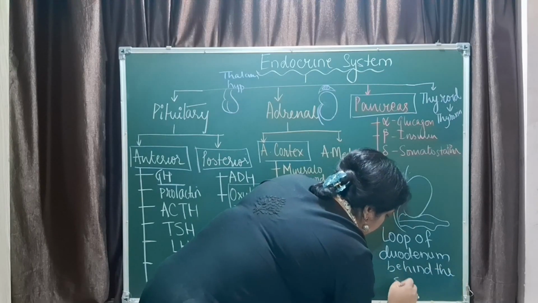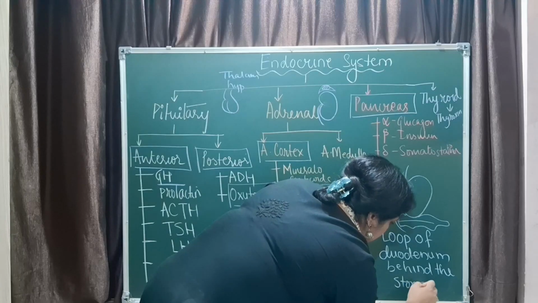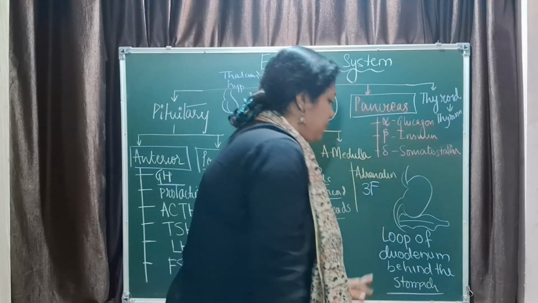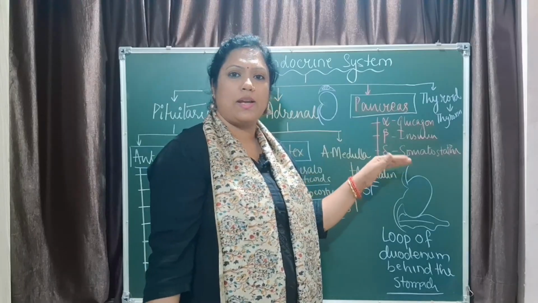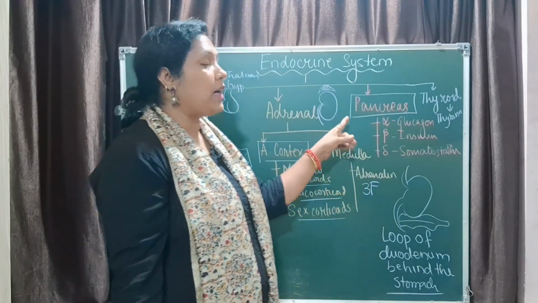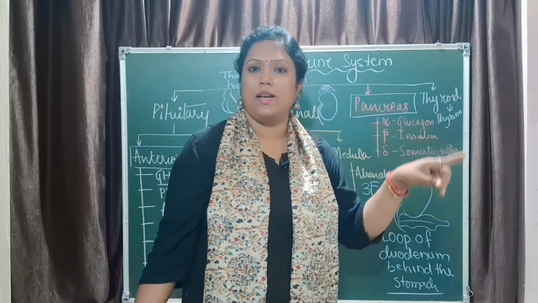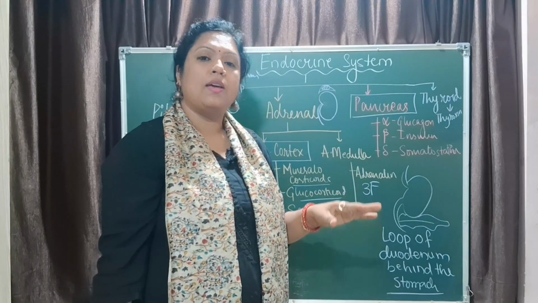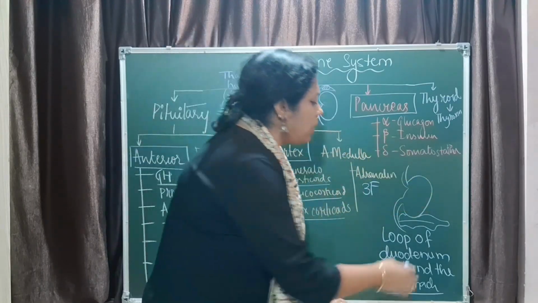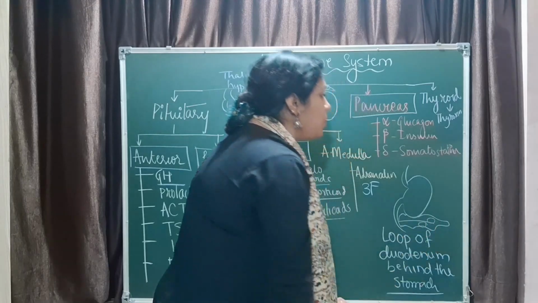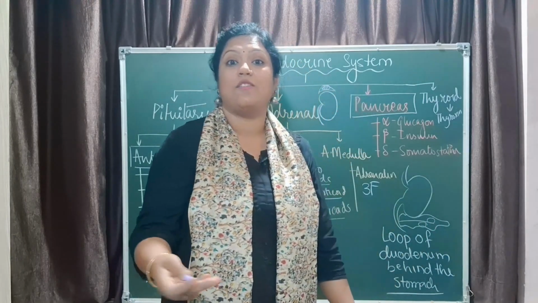Behind the stomach. No other answer will be accepted for the location of pancreas. Now, pancreas is a dual gland. It is endocrine as well as exocrine. The ducts of Echinus, which we have already studied in 9th standard, is the exocrine part of the pancreas. Pancreas has got small island-like structures which is called islets of Langerhans.